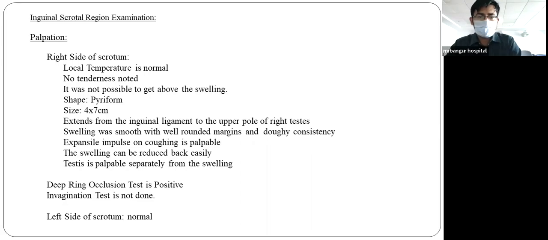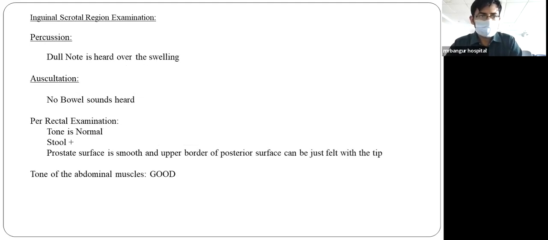Expansile impulse on coughing is palpable. The swelling can be reduced back easily, and the testis is palpable separately from the swelling. The deep ring occlusion test is positive and the invagination test is not done. The left side of the inguinoscrotal region was normal.